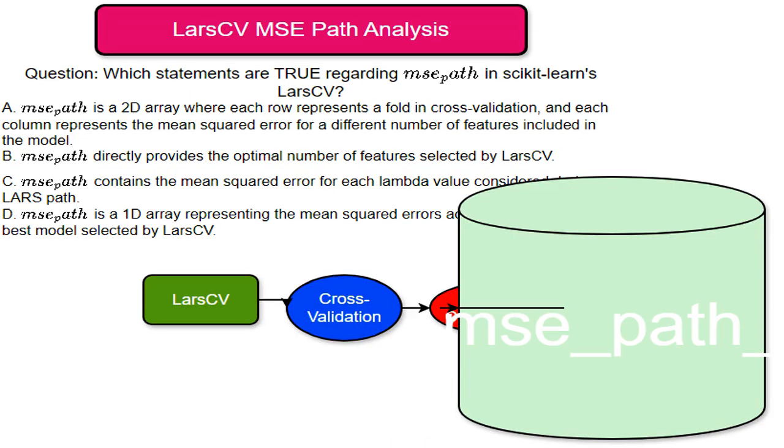The MSE_path_ attribute in LarsCV stores all the MSE values calculated in the previous step. It's not just one number, but a collection of numbers organized to show how the MSE changes as more features are added to the model. I can use this information to figure out the best model to use. It's the path to the best model.